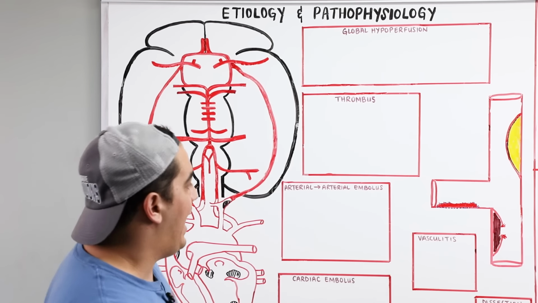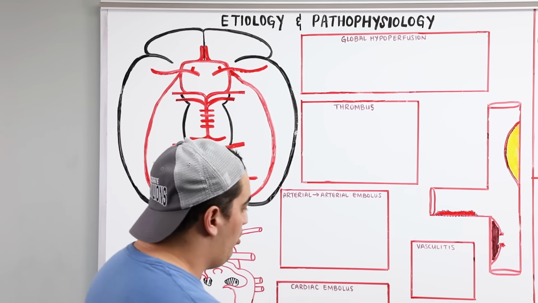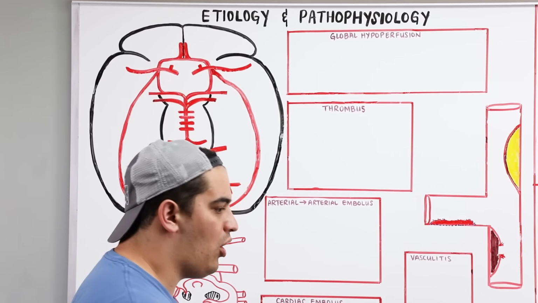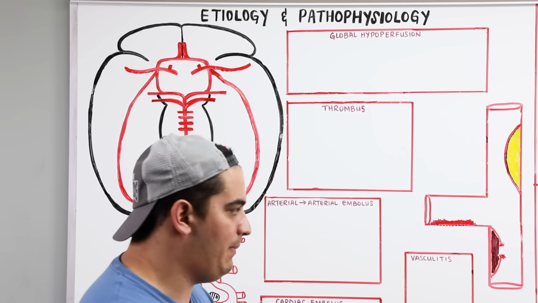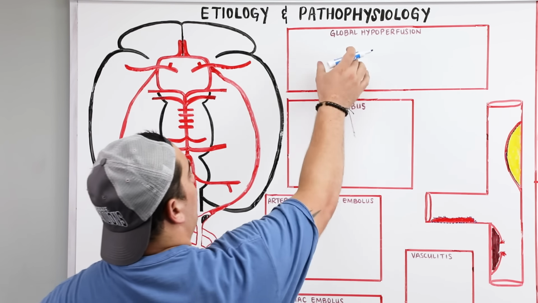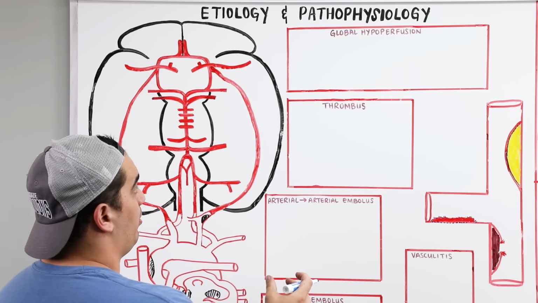The first one that we have here on the docket is global hypoperfusion. These are very commonly known to lead to what's called watershed infarcts, and I'll explain what that means a little bit later. So first things first, what are causes for global hypoperfusion?